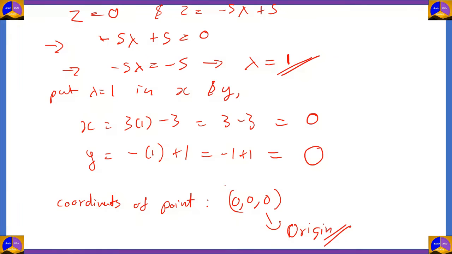Again, just mentioning 0, 0, 0 will fetch you full points.